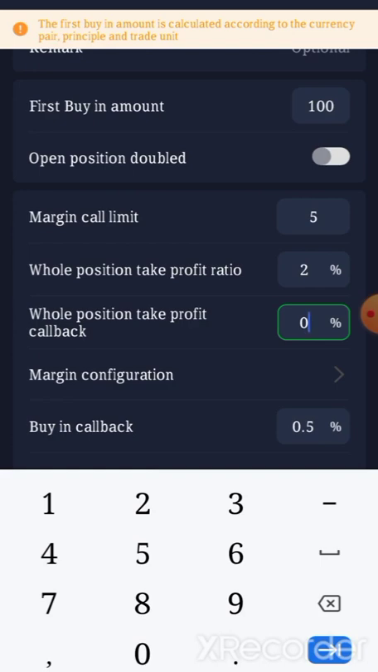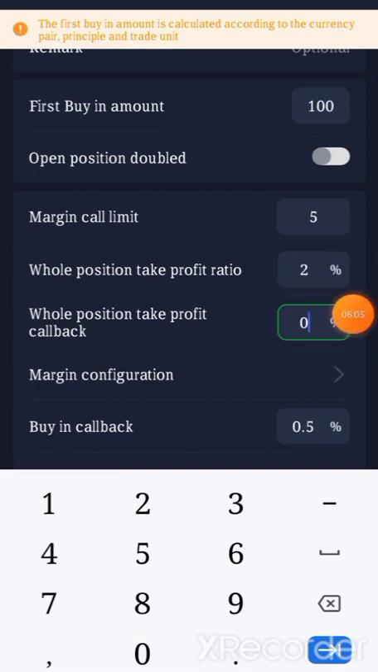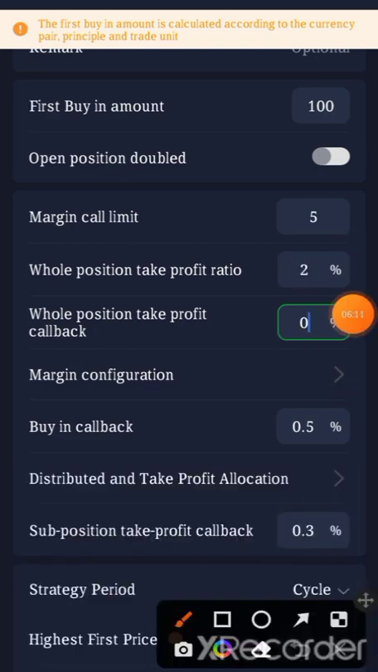I want exactly the 2%, not 2% minus 0.1, because when you keep this one at 0.3, it means once the market goes up to the targeted 2%, it has to call back at 0.3, meaning you will take less by 0.3. If you had set the percentage at 2 like I have done, and then you keep the whole position take profit callback at the default, this is what I'm trying to explain.